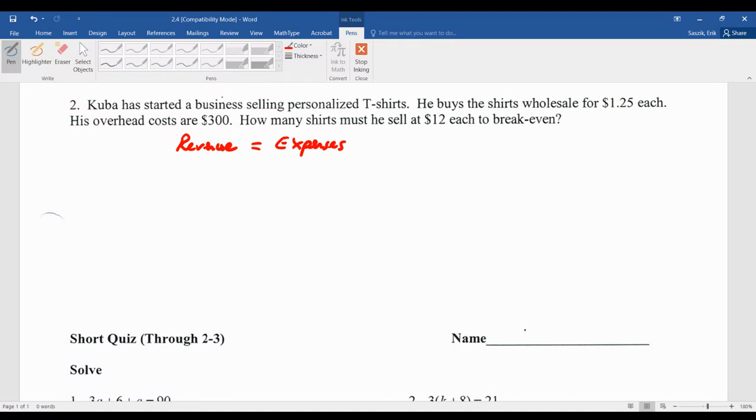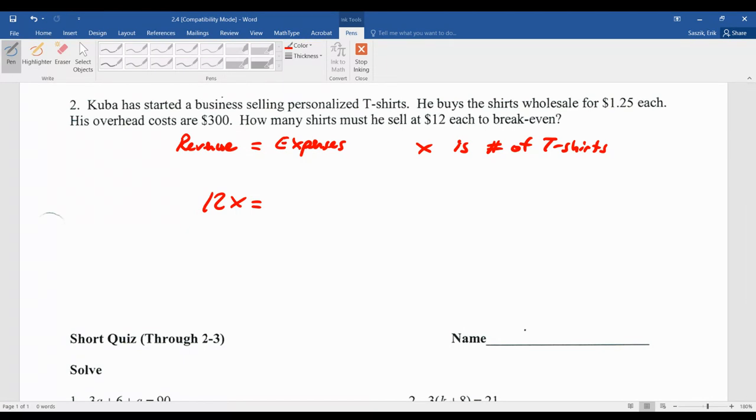So here, we're going to put revenue on one side and expenses on the other. First, what do we not know in this problem? X is the number of t-shirts, right? That's what we don't know. How's Kuba making money? He buys whole shirts, so that's an expense because he has to spend that money. His overhead cost, that's money he has to pay to run his business. That's expenses. How many shirts must he sell at, so that's the good stuff, that's money coming in. He's going to sell them at $12.50 each. So that's revenue. Each means he's getting that for each shirt. So we do 12.50 times X.